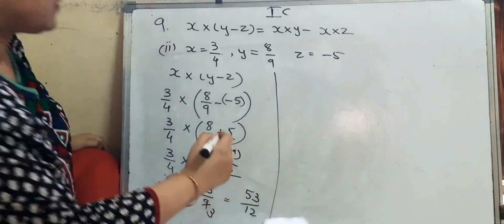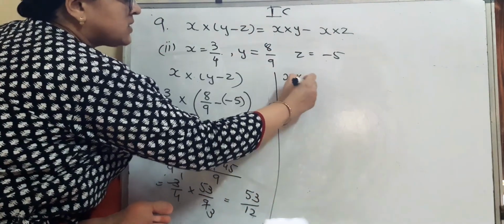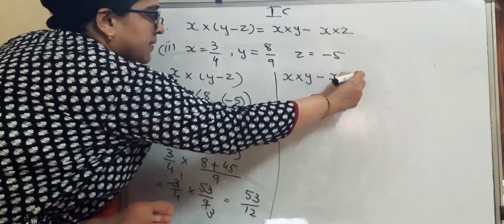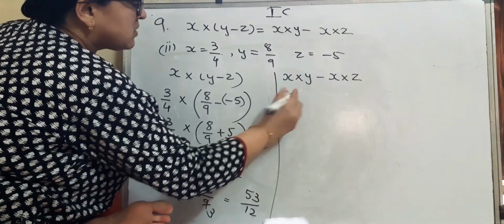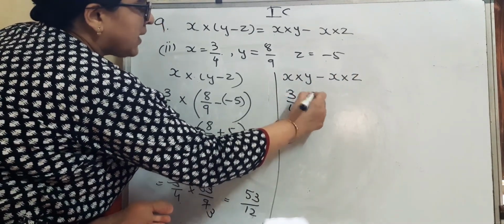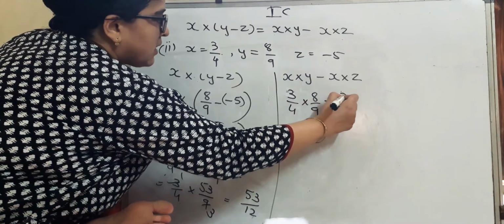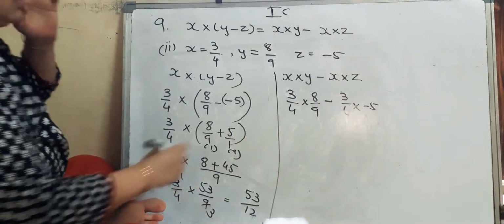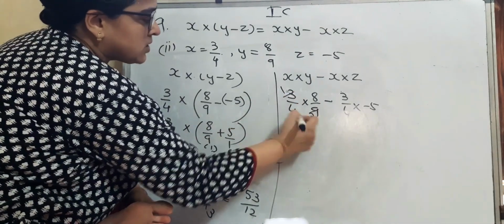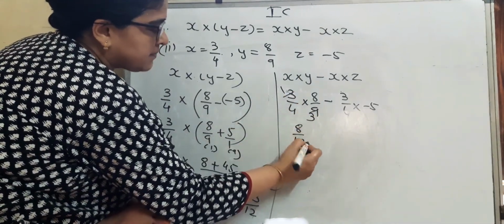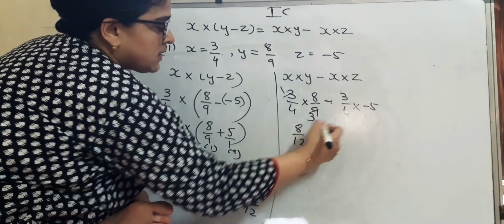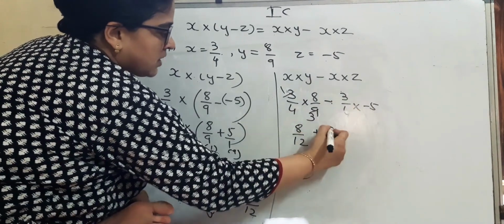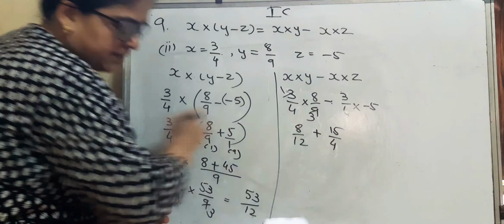Now we have done the LHS, now we have to do the RHS. Right hand side, x into y plus x into z. The value of x is 3/4 into 8/9, 3/4 into -5. Now 3 1s are 3, 3 3s are 9, so 8/12. Now minus, plus, 5 3s are 15/4.